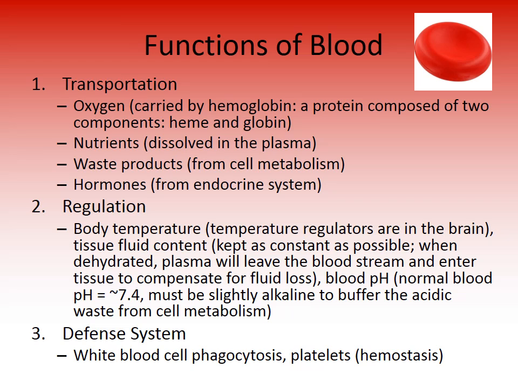It also transports nutrients. These nutrients dissolve in the plasma of the blood. It transports waste products, and we talked about this in past PowerPoints, where cells use oxygen and nutrients to create energy. When they create this energy, a waste product is made through cell metabolism, and the blood transports this waste material. We know the waste product that's produced is carbon dioxide, right? Carbon dioxide is picked up in the blood and sent back to the cardiovascular and the respiratory system to be expelled out of the body.